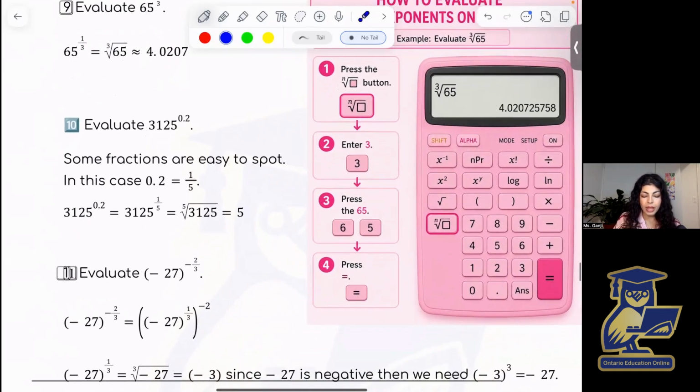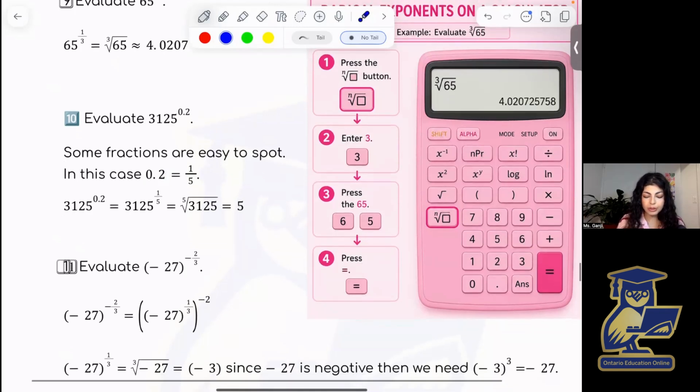So here, we are now asked to evaluate 3,125 to the power of 0.2. But 0.2 is really just 1 over 5. So this is just the fifth root of 3,125. So again, if you input this into your calculator, you first press this button, then you press 5 because the index here is 5. You want the fifth root, and then you press 3,125 and you should get 5.